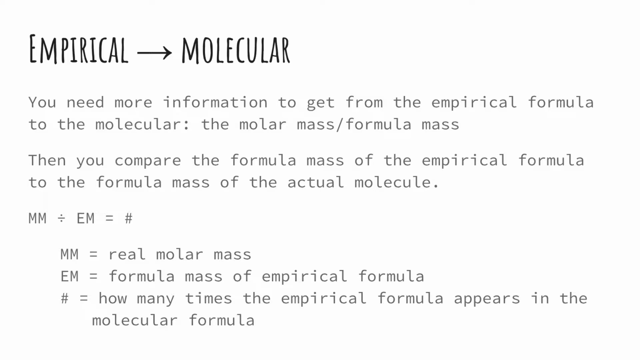So now, let's get from the empirical formula to the molecular formula. The last bit of information you need to be able to get from the empirical formula to the molecular formula is the molar mass, or formula mass, of the compound. Then you compare the molar mass of the empirical formula to the molar mass of the actual molecule. Molar mass divided by empirical mass is going to give you a whole number. And that's how many times the empirical formula shows up in the molecular formula. Let's walk through an example.